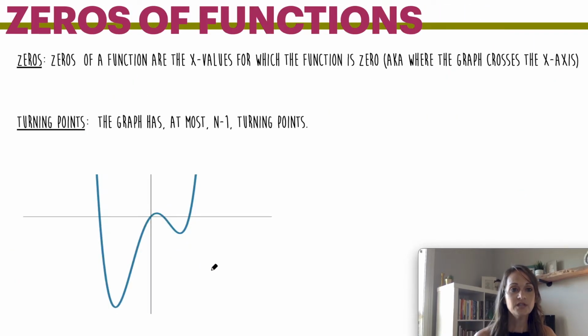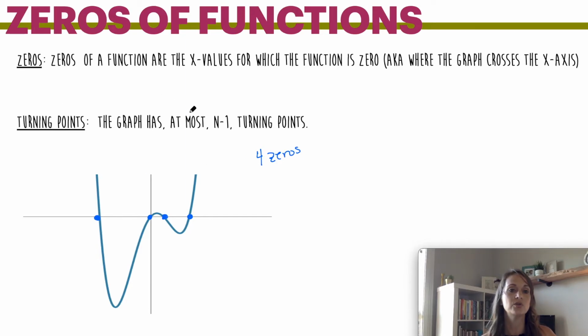Now, the zeros of a function are where the y value is 0, or where it crosses the x-axis. So in this case, the zeros of this function happen here, here, here, and here. So in this case, there are 4 zeros of this function.